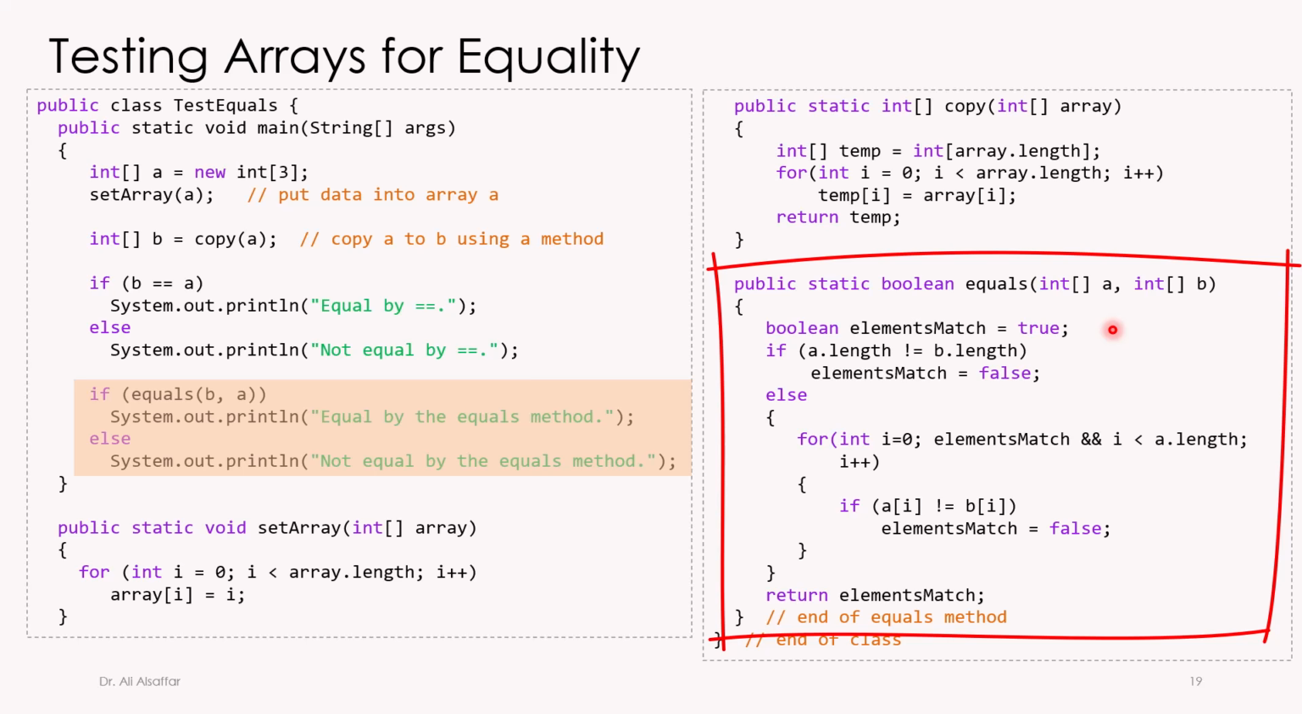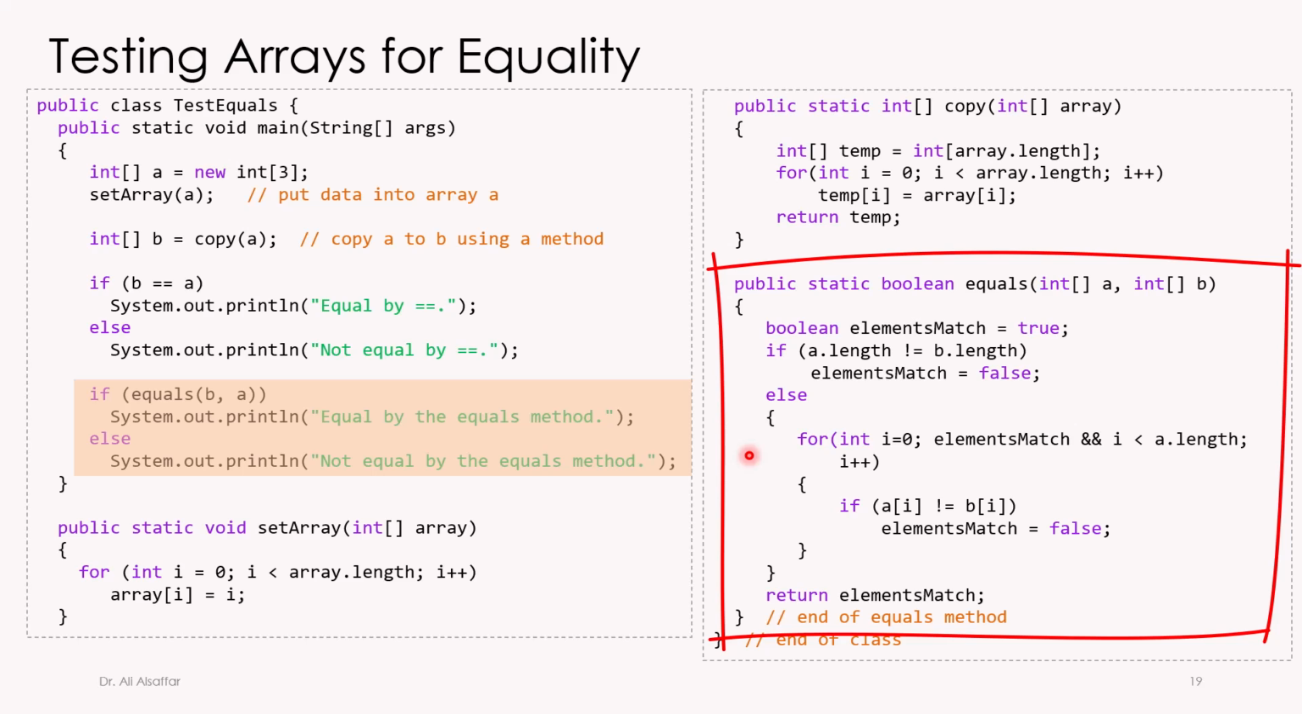The first test is for the length. Definitely, if these two arrays do not have the same length, then they are not equal. So if the lengths of A and B do not agree, then elementsMatch will be equal to false. And notice that inside the method, we have an if and a big else. So if this if statement is true, then it will skip the else and it will return false, because the two arrays do not have the same length. However, if they agree on the length, then we will go inside the else.